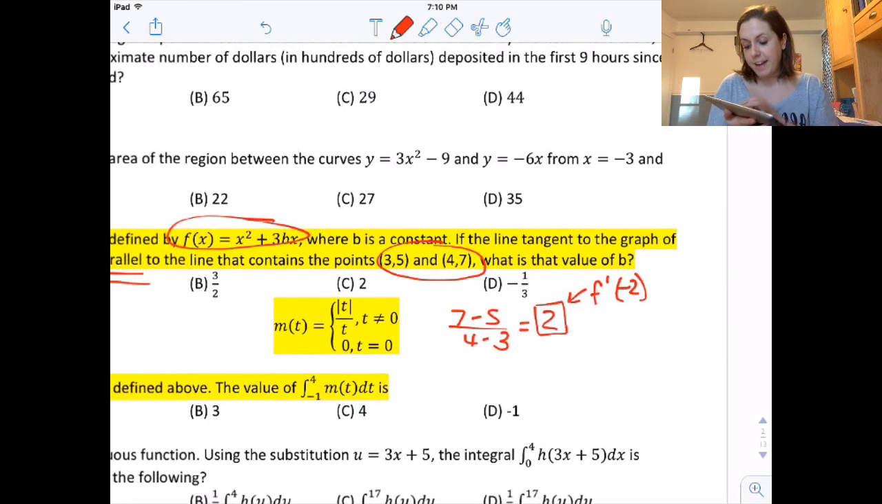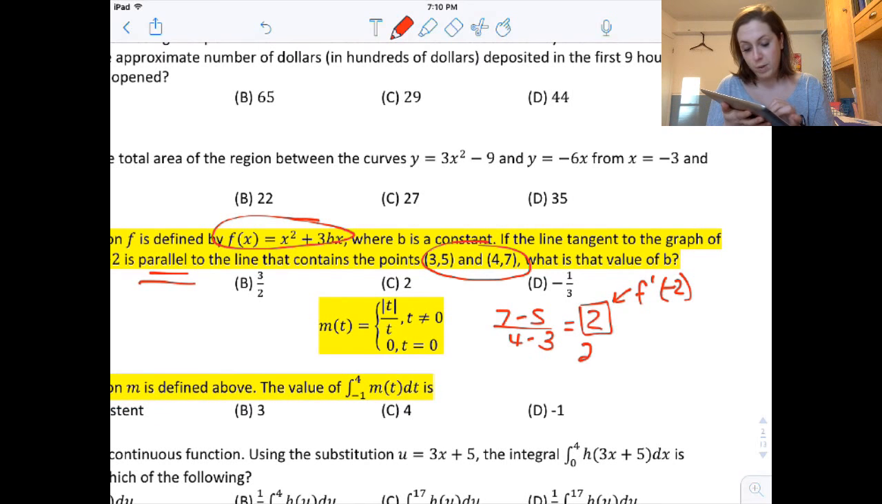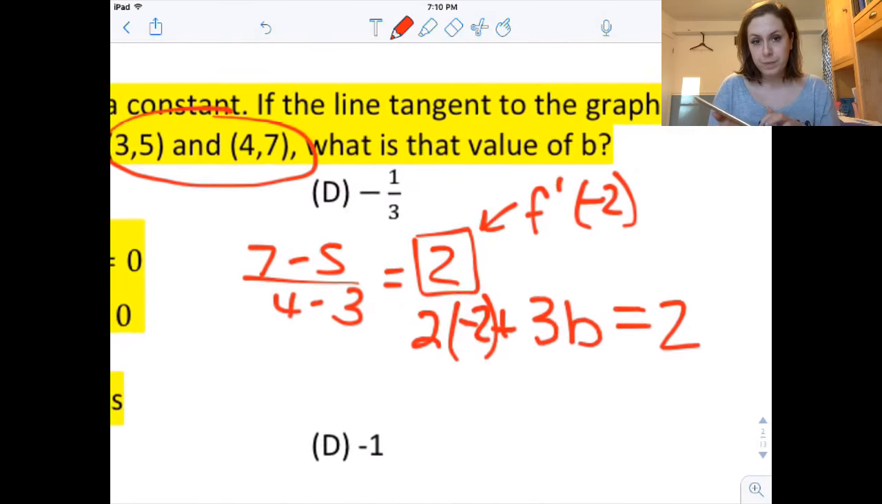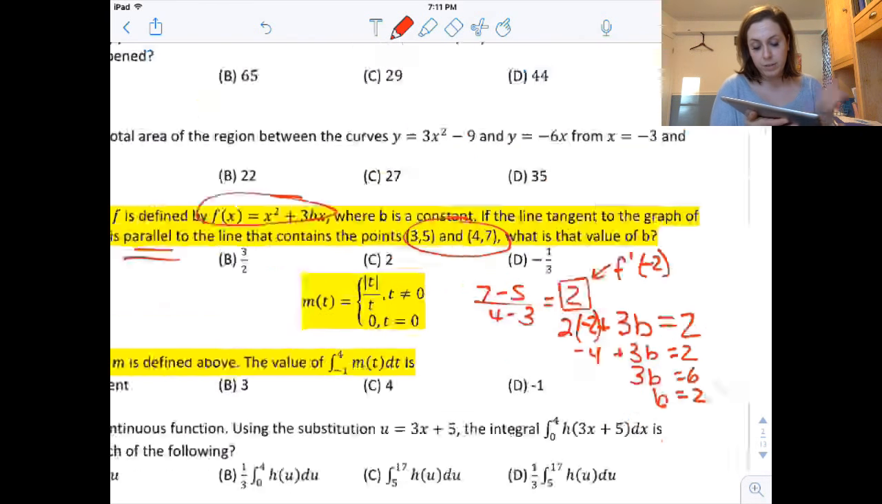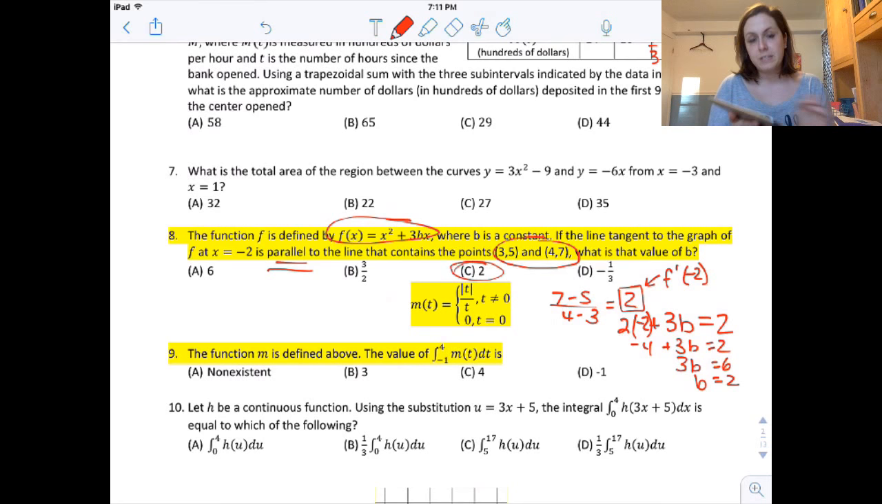So let's find f prime. f prime would be 2x plus 3b. And I know that when x is negative 2, this should equal 2. They should have the same slope. So this would be negative 4 plus 3b equals 2. 3b equals 6. So b equals 2. And you could always check yourself here, but that would be c. b equals 2.